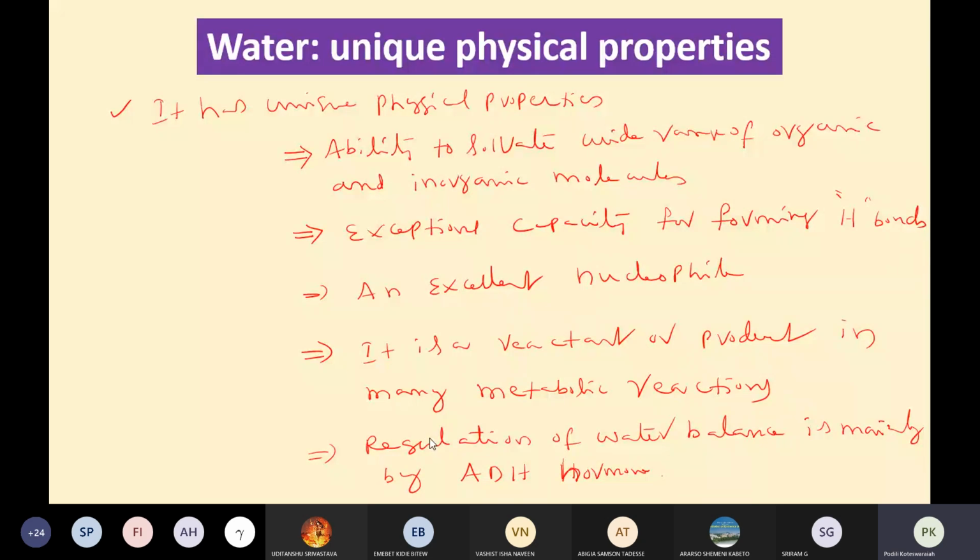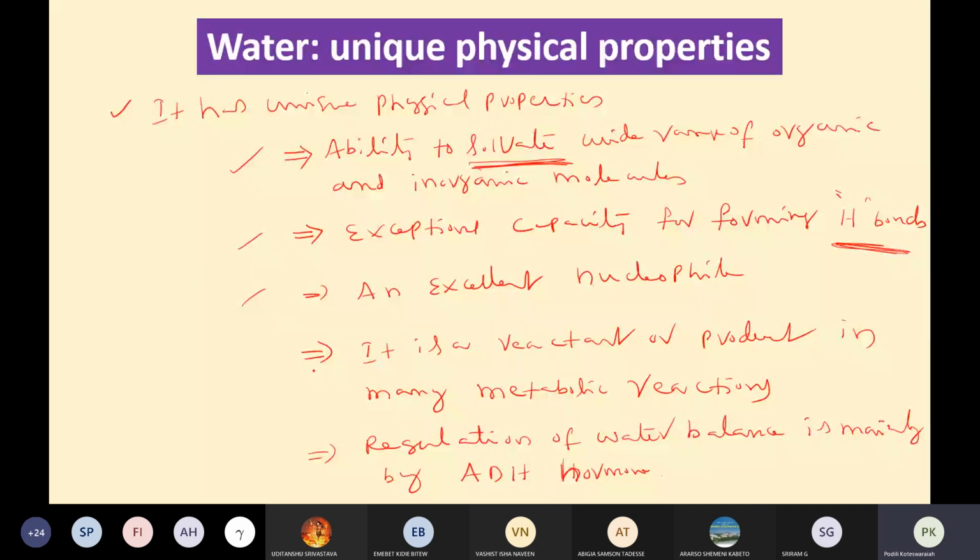unique physical properties. These include the ability to solvate a wide range of organic molecules. That means many compounds dissolve in water, because it has the ability to solvate many organic and inorganic molecules. And it has the exceptional capacity to form hydrogen bonds. We know that water can form hydrogen bonds with another water molecule, and in addition it can also form hydrogen bonds with other molecules. And it is also an excellent nucleophile.